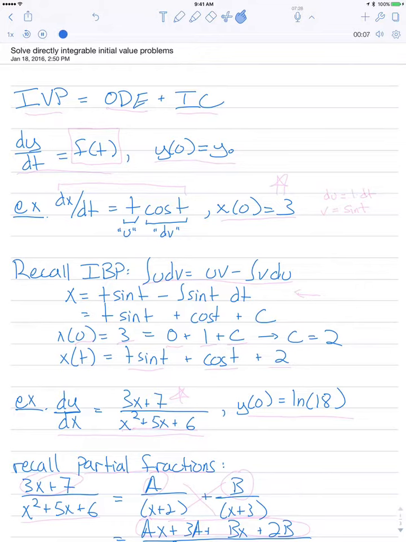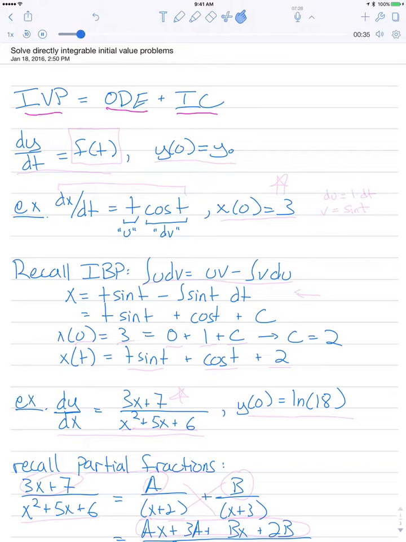Here we're going to start solving differential equations, and the kind of differential equation we're going to solve is called an initial value problem, abbreviated IVP. That is an ordinary differential equation plus an initial condition. An initial condition tells you how things start out. If the independent variable is time, an initial condition is the value of the dependent variable when time equals 0.